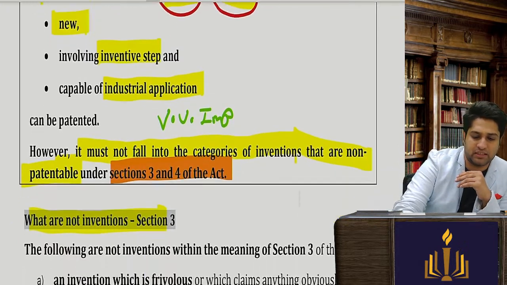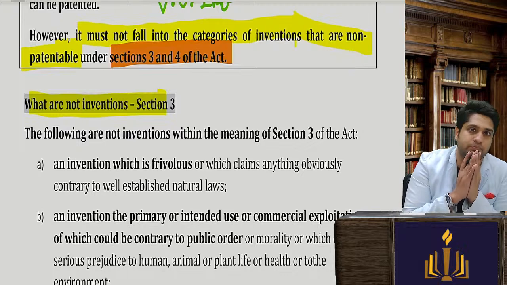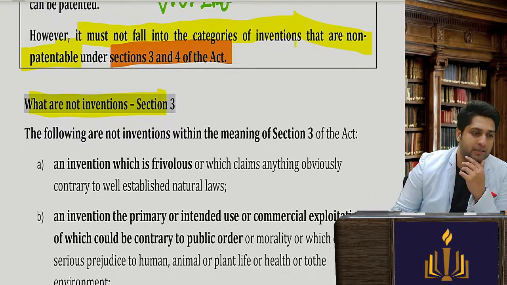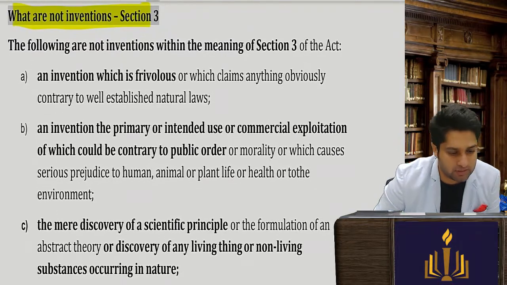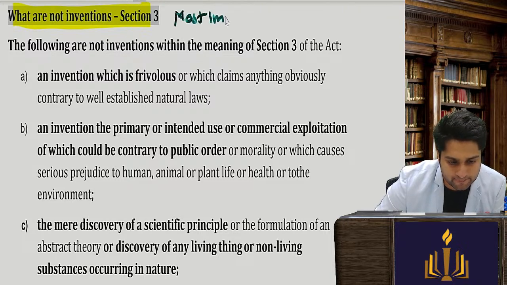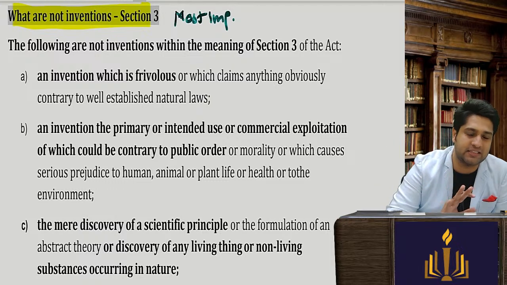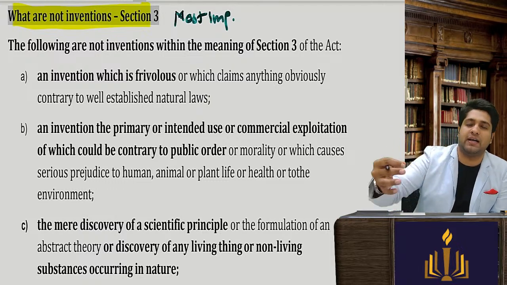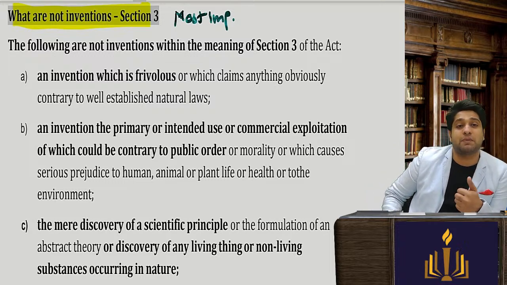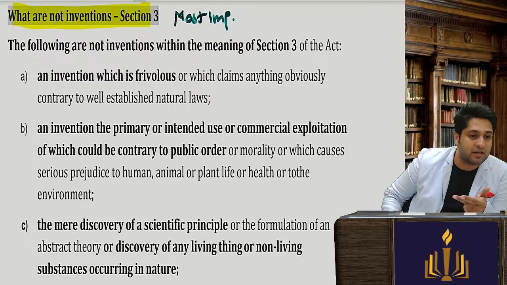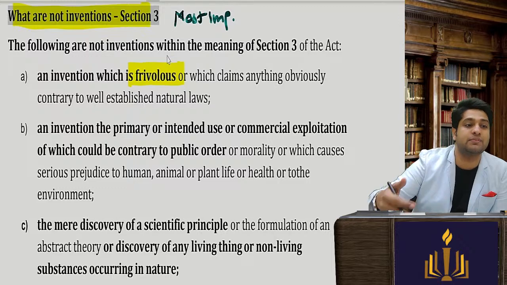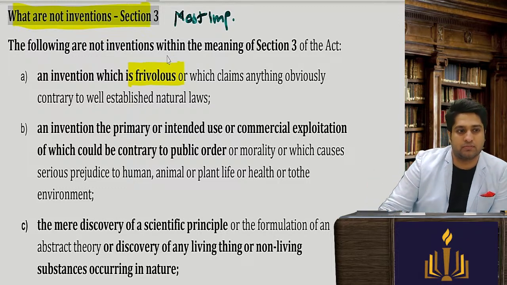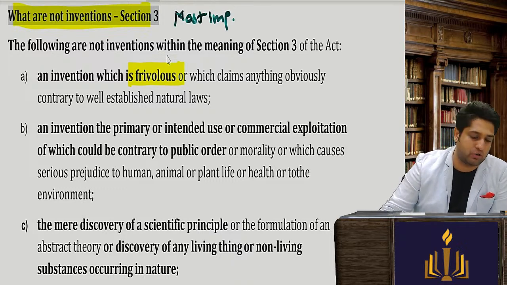So direct exam questions come, that what inventions cannot be patented. So section 3 and 4 has been given. What does 3 say? Okay, this is most important. So let's see, the logical sense is there. What inventions will not be granted patent rights? If it is against public policy, if it is frivolous, fake. Let's go step by step. If an invention is frivolous, okay, frivolous means fake, claims anything obviously contrary to the laws, it's a fake thing, it's something mischievous, it will not be registered.